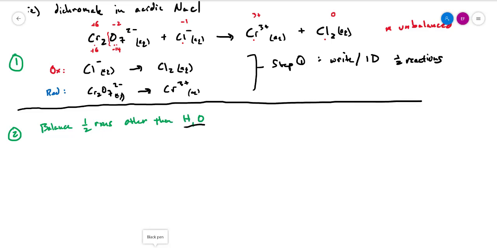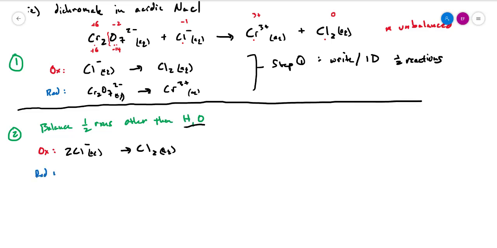We're going to do those in a separate step. So let's take our first oxidation step, chloride to chlorine, and we can pretty simply see that all we need to do is add a 2 there. So 2 chlorides proceed to make 1 chlorine molecule like that. Everything's balanced in that step. So that's our oxidation step.